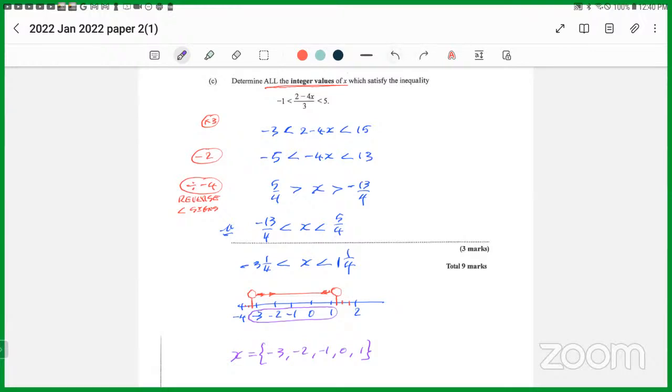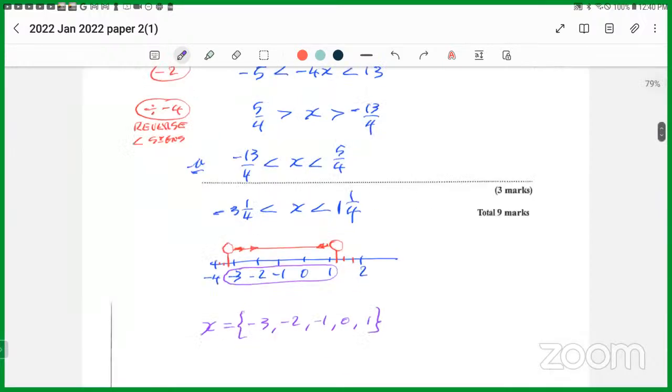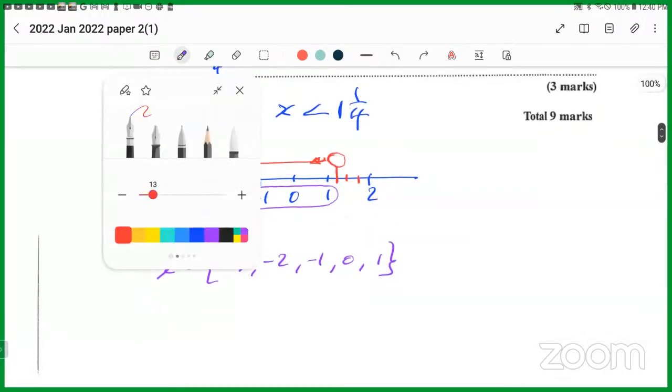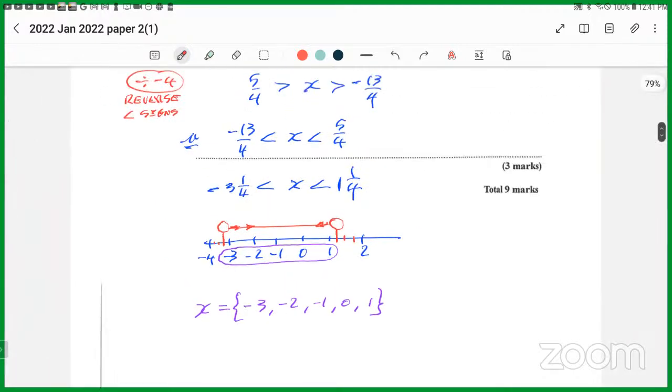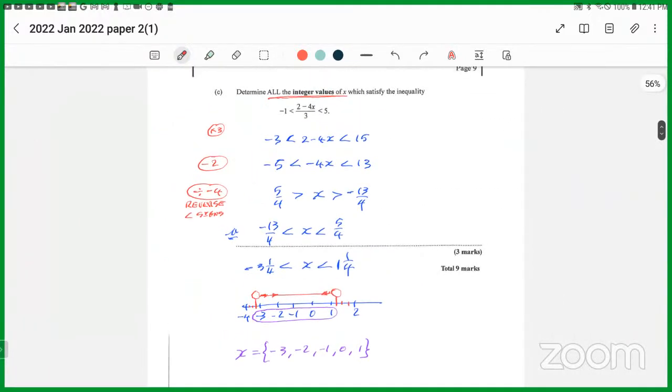Clear? Right here is 1¼ and right here is -3¼. Your integer values are within those two red marks, because your region is between them, and you want the whole number values between those two red marks, which you can see on the number line. So this is a special question, guys. I'll put this on paper.